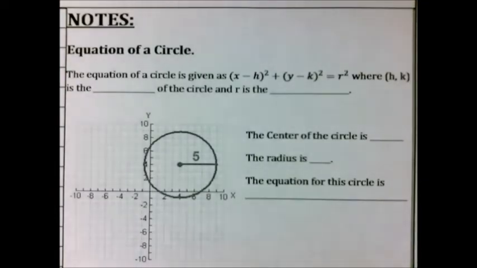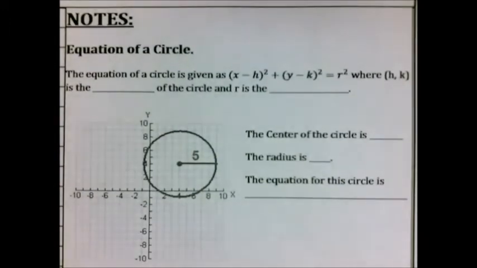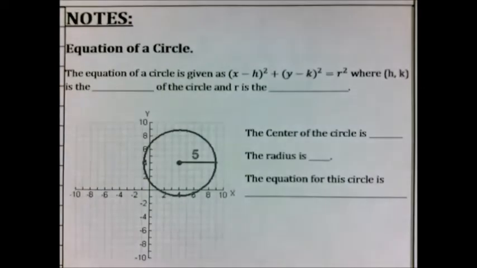H and k is the center of the circle. That is the very center of the circle, okay? H being the x coordinate point, k being the y coordinate point. You may ask why do we use h, k and not x and y? Well, the reason is because this is an equation. We need x and y, so we have to use some other variable for that coordinate point. All right, so that's the center of the circle, and r, you may have guessed it, is the radius.